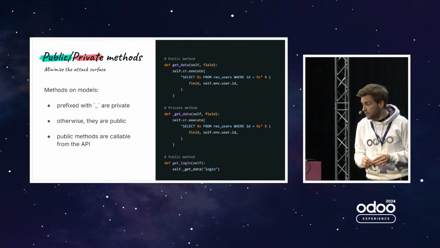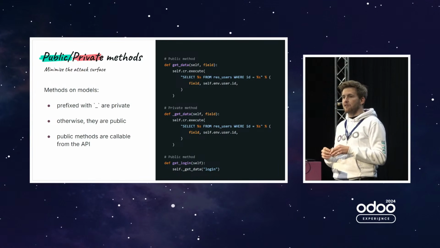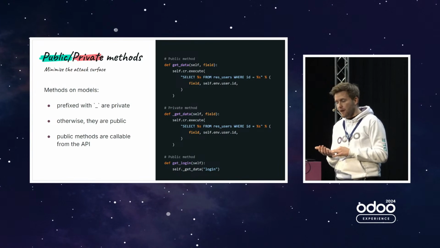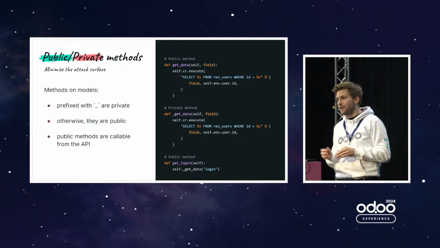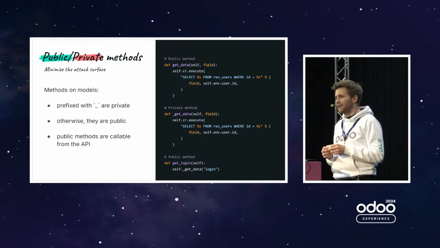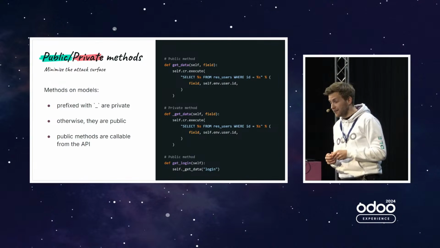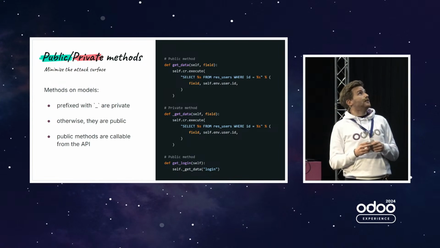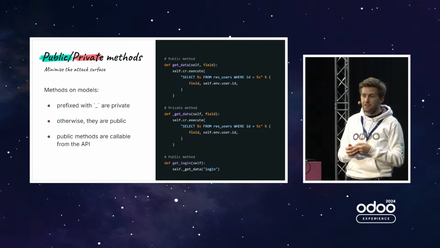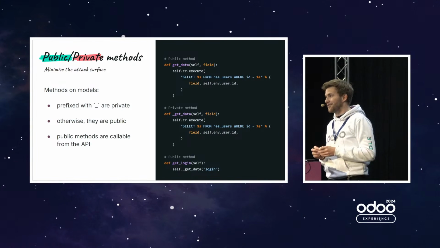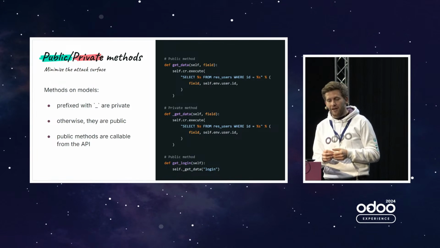Now a little reminder about public and private methods. In Odoo, when you create a method in a model, if you start it with an underscore, it makes it private, meaning you cannot call it from the outside API. If you don't put an underscore, it means that it's public. I have built a simple example here. The first one is public because there is no underscore, and in this one there is a SQL injection. It's done on purpose. This is the kind of thing that we see in apps on the App Store.